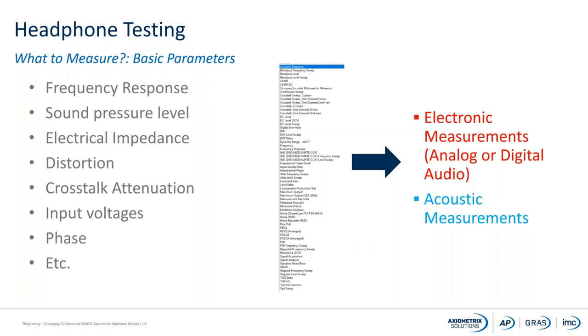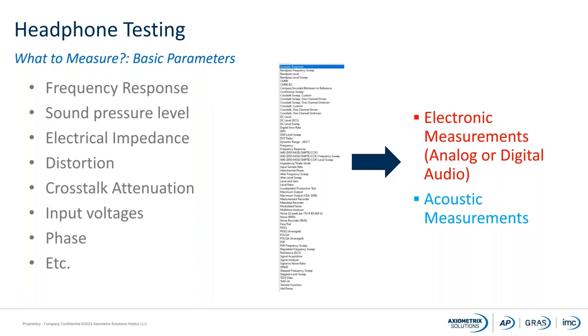If we talk specifically about headphone testing, there are some basic parameters that we can measure. So one of them could be the frequency response. For example, for the left and right driver of my headphones, maybe we would like to measure the sound pressure level for a specific input voltage. In some cases, some people might be interested in measuring the electrical impedance of the different drivers in our headphones. Maybe we would like to measure distortion, such as THD, or any type of intermodulation distortion.